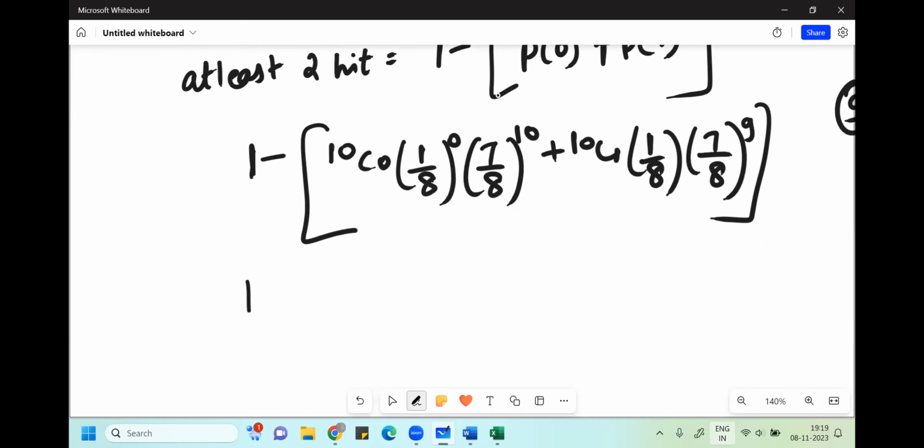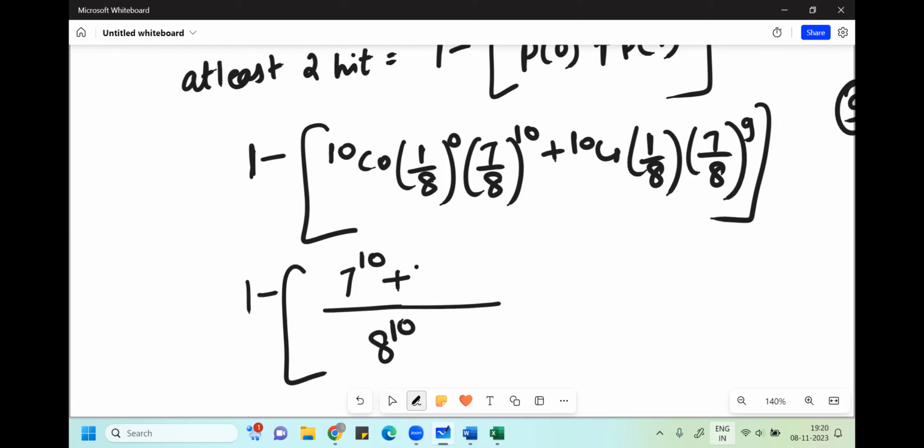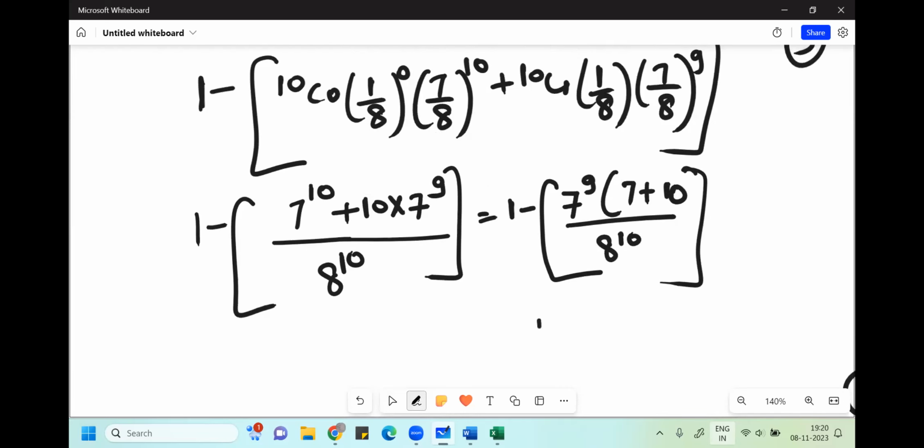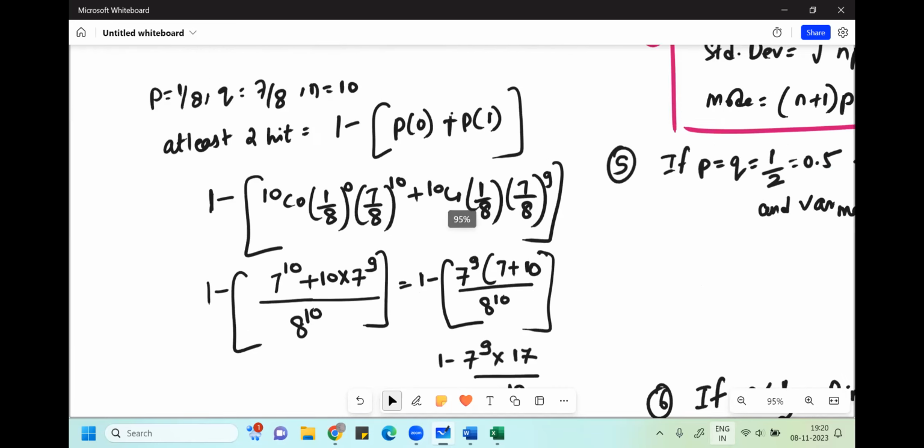So how to solve this? 10C0 would be 1, and any number to the power 0 is 1. So this is 7 to the power 10 by 8 to the power 10. The denominator will be the same. 10C1 would be 10, and 1 to the power anything is 1, and this is 7 to the power 9. So you can write this as 1 minus, taking 7 to the power 9 common, 7 plus 10 by 8 to the power 10. In a good exam, your option can be like this: 1 minus 7 to the power 9 into 17 by 8 to the power 10.